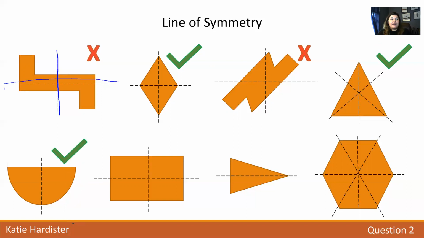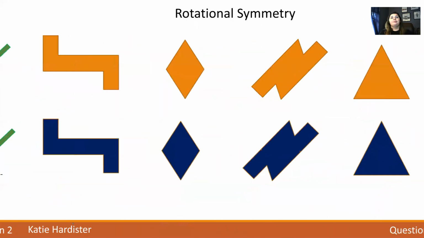And then this half circle here does, our rectangle does, our triangle does, and then our hexagon does as well. And like I said, a great in-class, hands-on tool that we could do is, of course, having the students cut out their own shapes and fold them themselves and really get that hands-on experience. So let's jump to the next question.